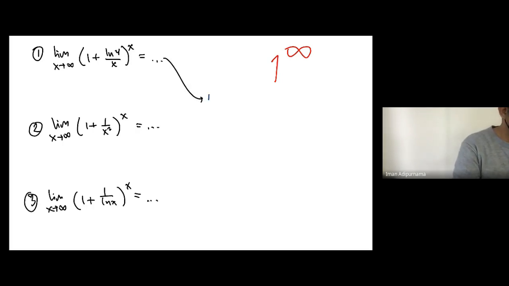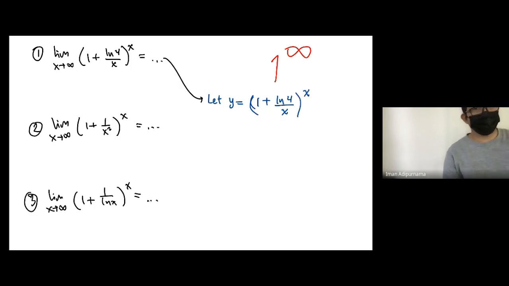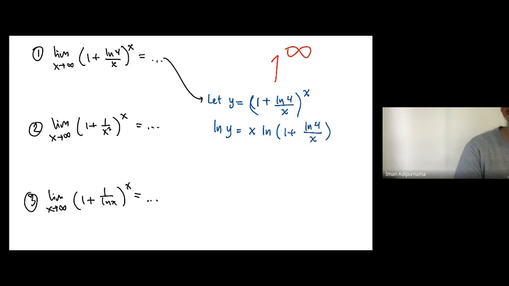Okay, maybe we can let y equal the inside function, 1 plus ln 4 over x, and this is to the power of x, and take the ln. Also, we can write x ln of 1 plus ln 4 over x. Okay, let's take the limit. For the limit, let me just write this first.